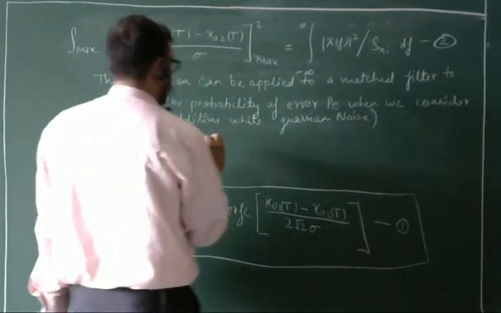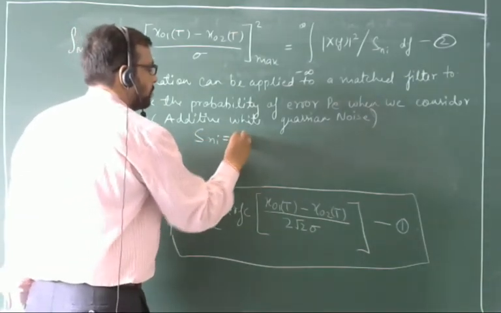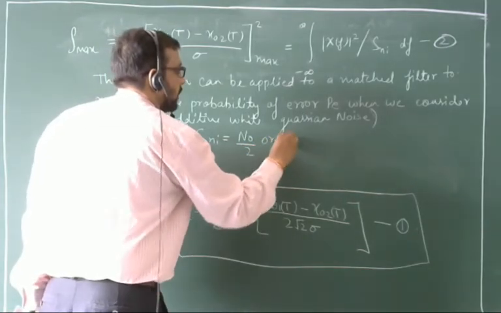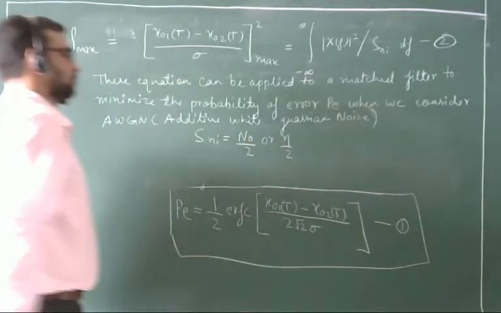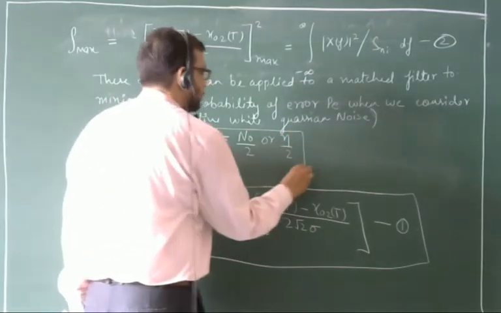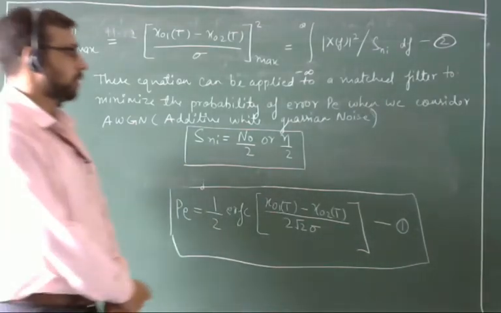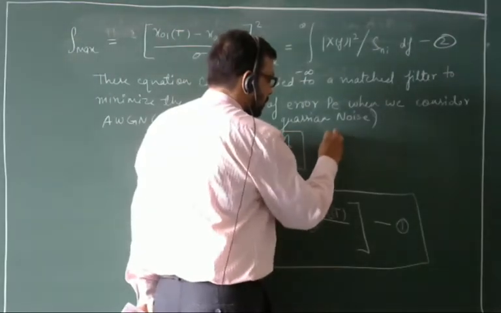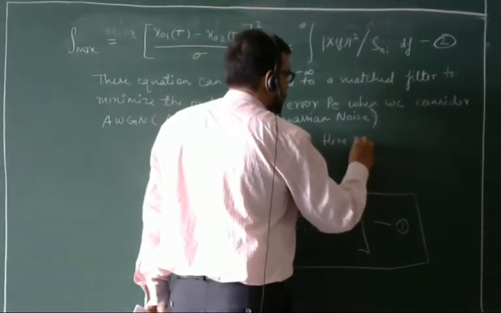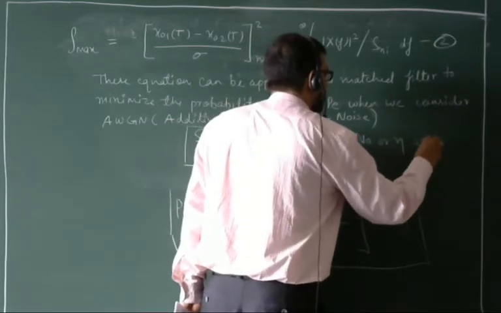In that case, SNI is equal to N naught by 2 or eta by 2. Okay, this is a known quantity for the additive white Gaussian noise. Here N naught and eta are the same.